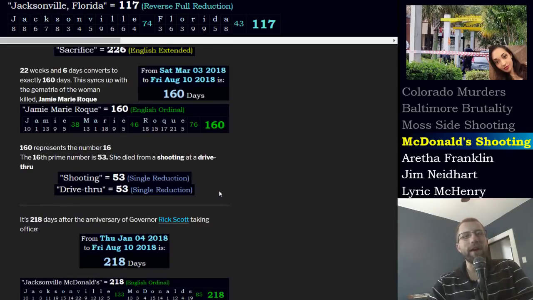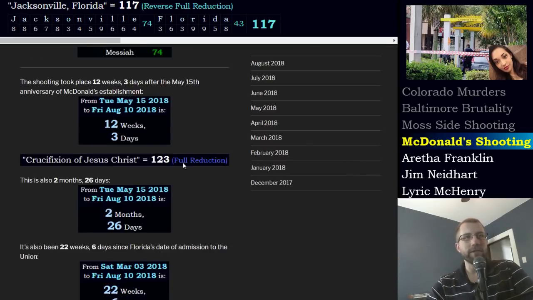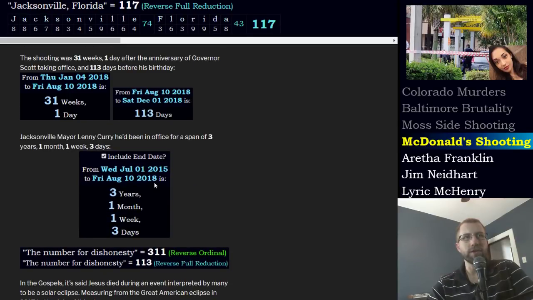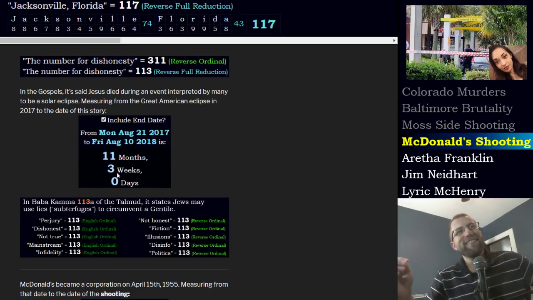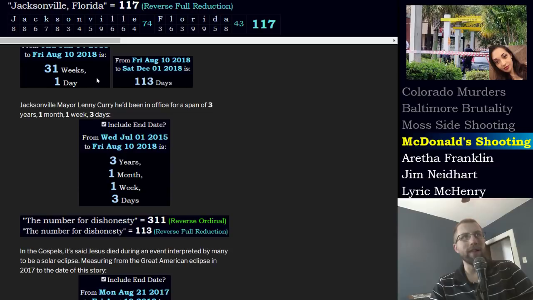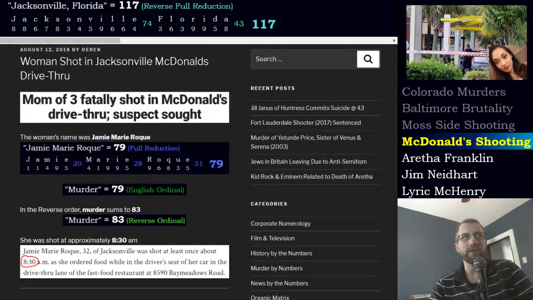So I can totally see how I might lose somebody on a decode like this, because we're looking at so many different dates, but to me it's rock solid, especially once you get to this 311, 113. It's just too wild. Oh, and I didn't even mention this was 11 months and 3 weeks after the eclipse. And that might be the most important thing of all, that measuring to the eclipse. So you have triple alignments, quadruple alignments with 113 in this news story, just screaming for a hoax. And I think that's what we got.